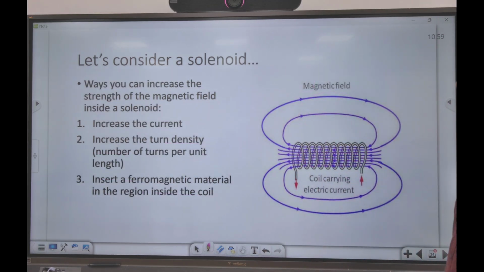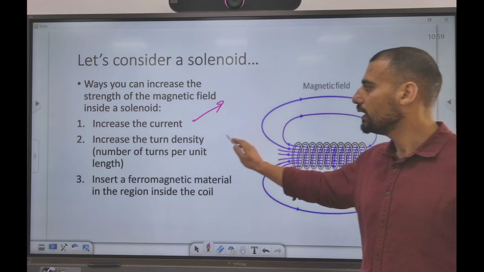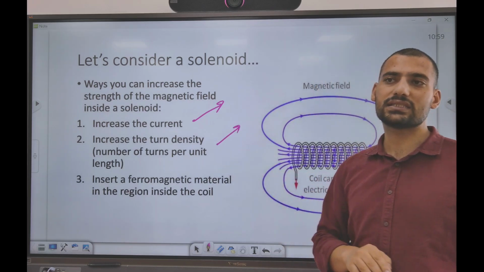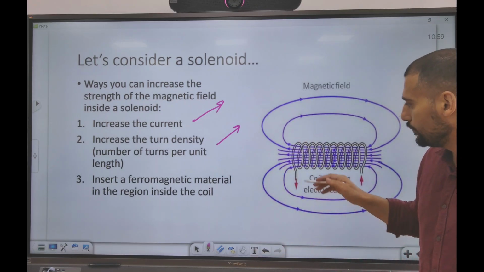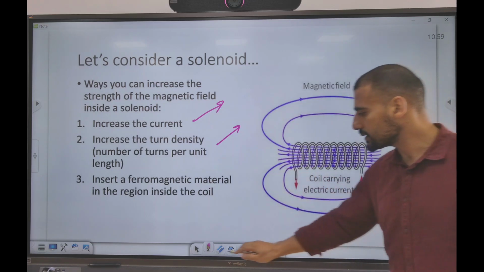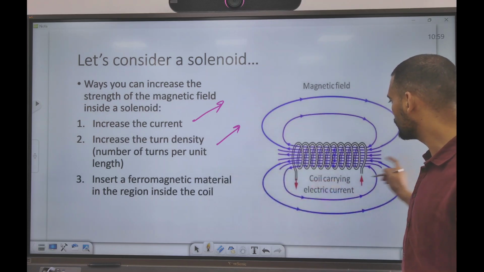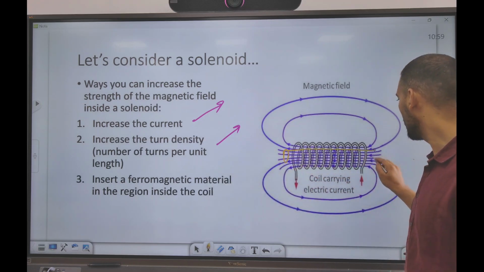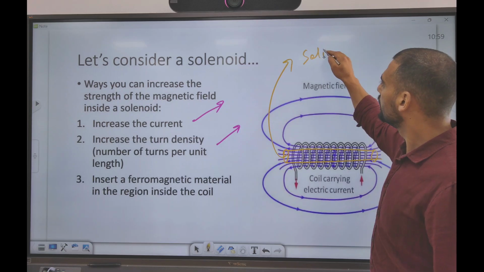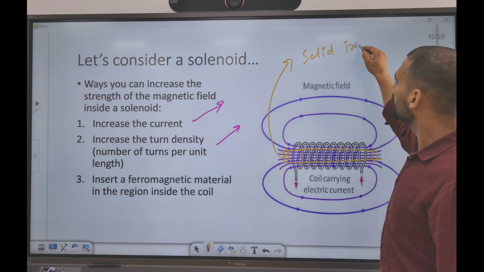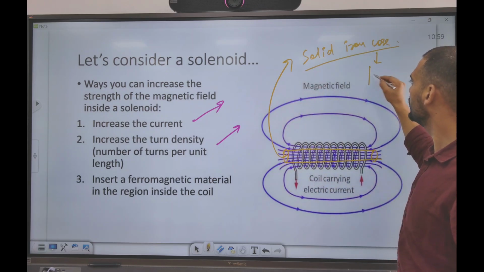Okay. And one important thing, if you increase the value of the current, you can change the magnetic field. If you change the turn density, it can again change the magnetic field. And one very important thing, sometimes we introduce a solid iron core inside, which is ferromagnetic.